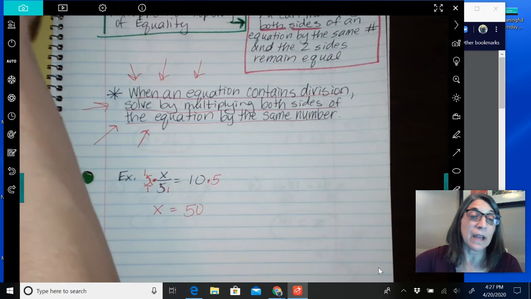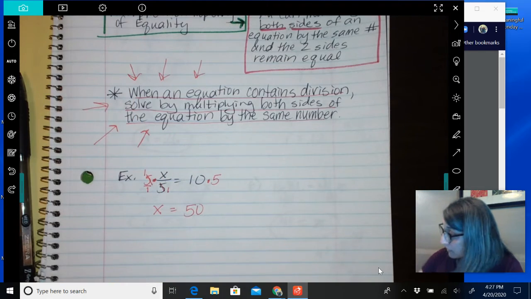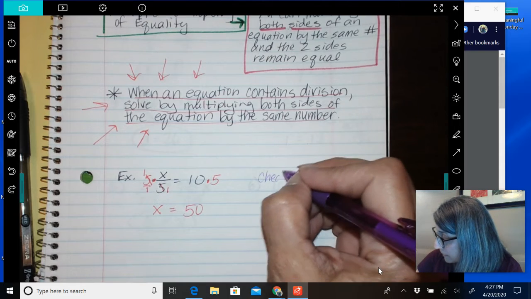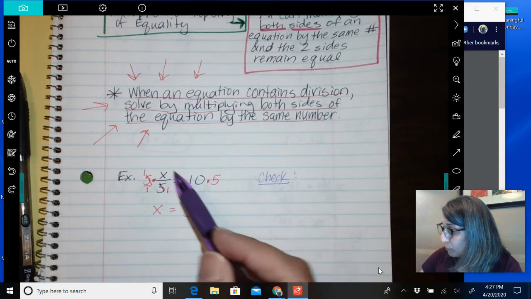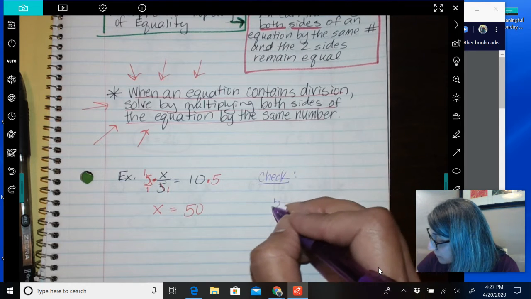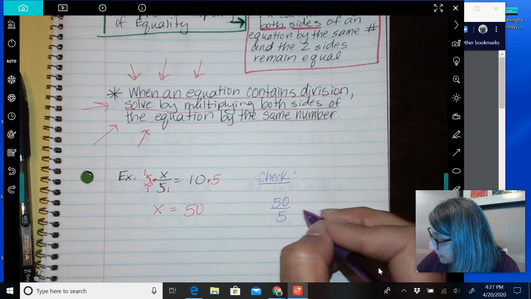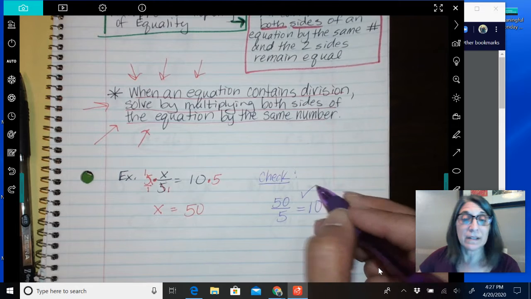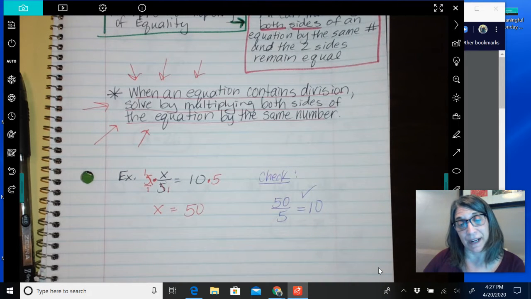And then just like we did with the other ones, we want to check it. So you're going to come over here and say check. I'm going to take my original equation, which was x over 5, and substitute in the 50. So 50 over 5 is equal to 10. Is that correct? Yes, because if I take 50 divided by 5, I get 10.